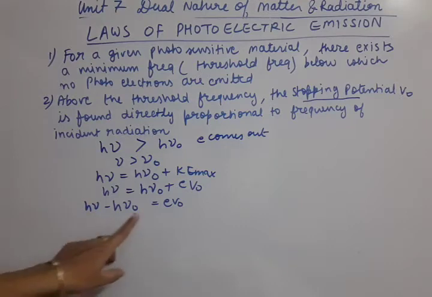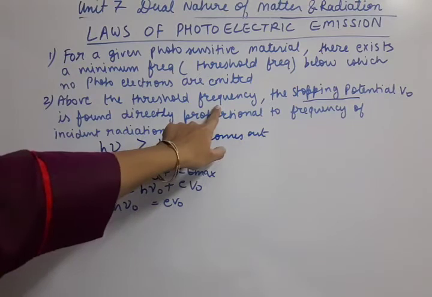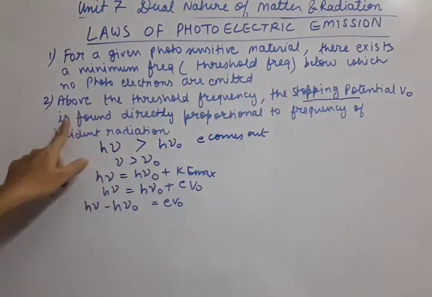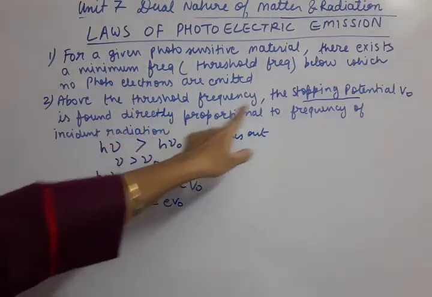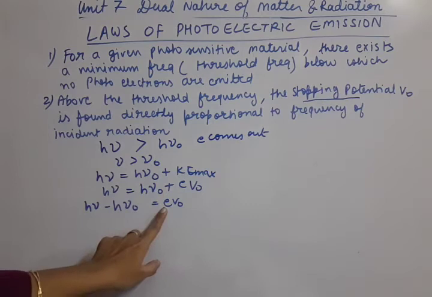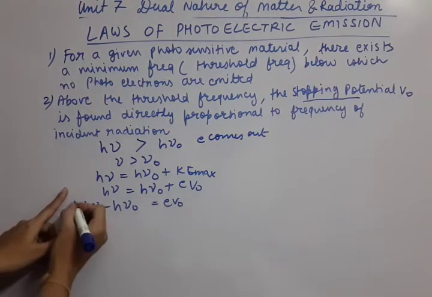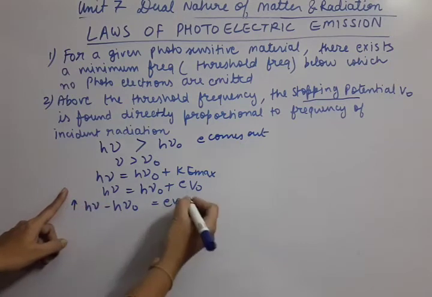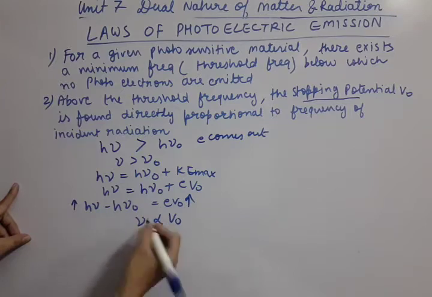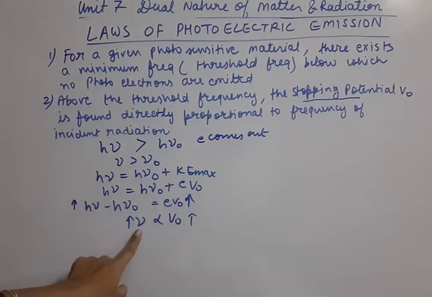So you see now, above the threshold frequency, that means once the photoelectric effect has started or the electron has come out, the stopping potential V0 is found directly proportional to the frequency of the incident radiation. You can see it is written here that if we increase the frequency of the incident radiation, then V0 will also increase. Or we can say V0 and nu are proportional.